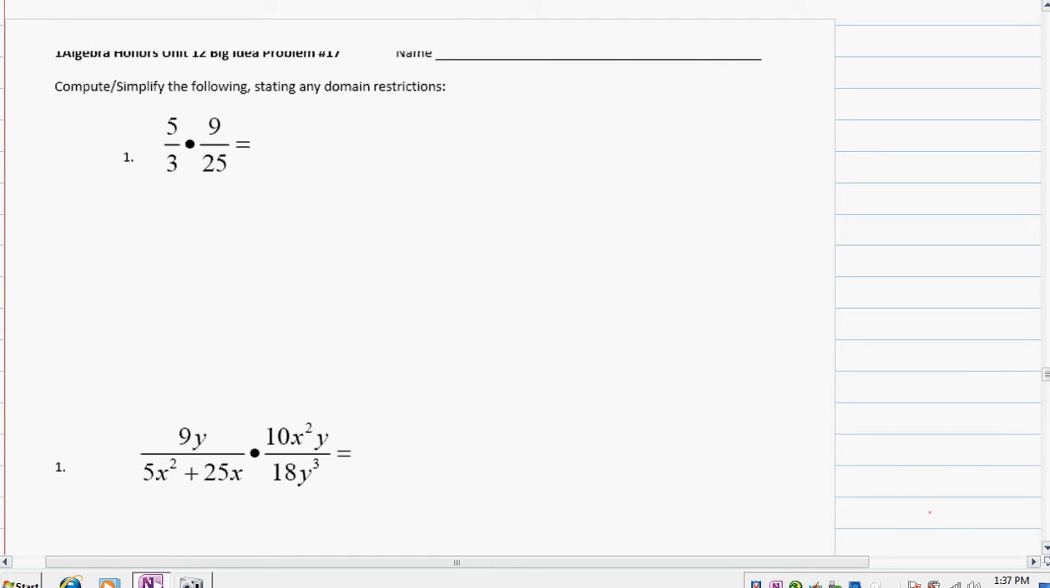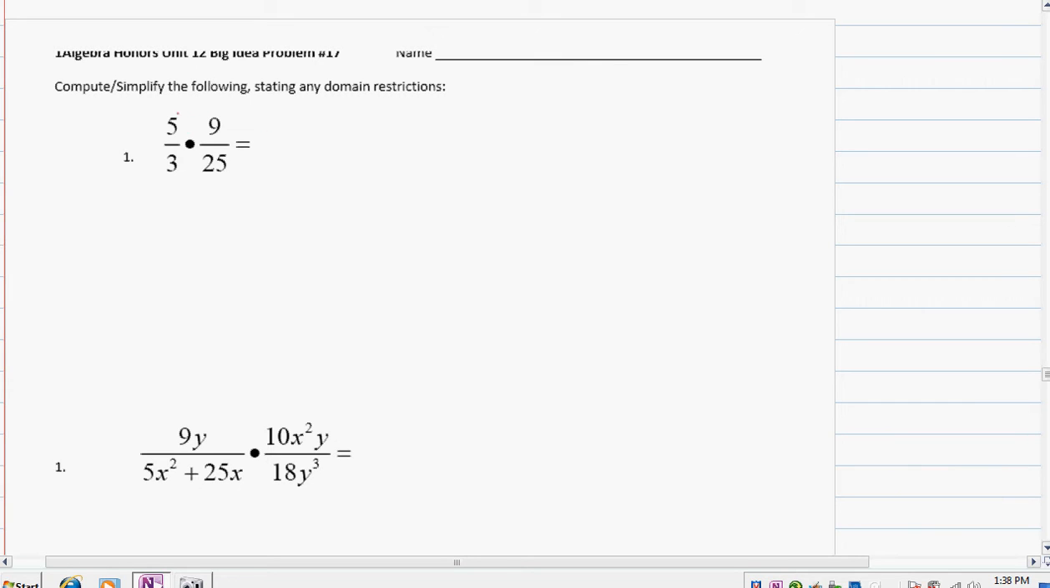Compute, simplify the following, stating any domain restrictions. Obviously many of you could just plug this into a calculator and get a decimal form. The idea here is to build some skills that you could use later for when you don't just have numbers.